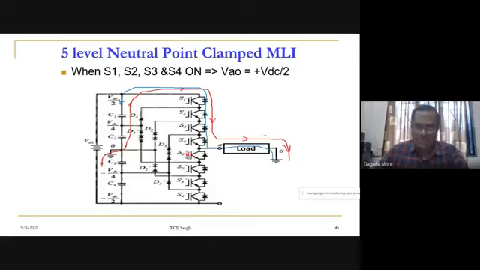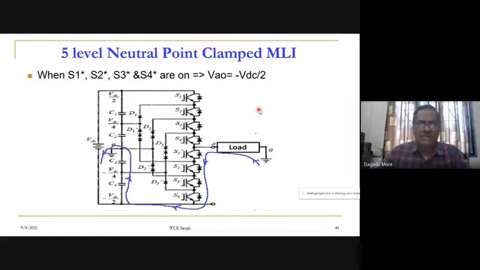And then the lower 4, S1 star, S2 star, S3 star, and S4 star are off. And we have seen how our positive load current will flow through the switches S1, S2, S3, S4, and the negative current will flow through the feedback diodes, charging the capacitor. This is the plus VDC by 2 level, and we can go immediately to the minus VDC by 2 level.